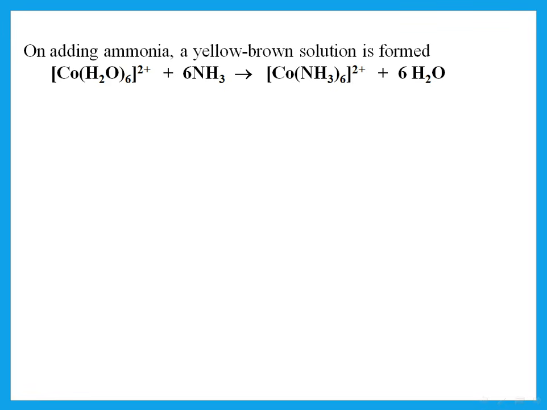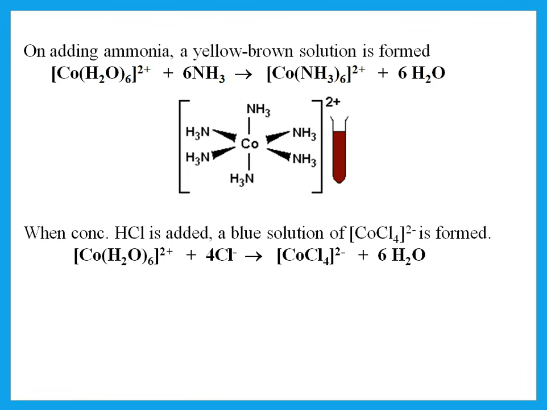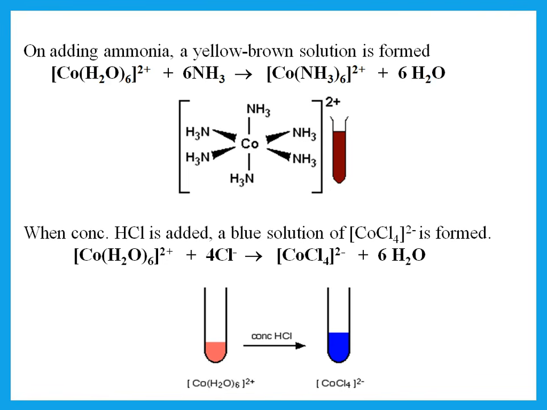Now, when we add ammonia, then we're exchanging the water with ammonia. This forms a yellowish brown solution. So the cobalt with 6 ammonia around it is a yellow brown solution. If you add concentrated HCl, I end up with a blue solution of cobalt chloride 2-. Are we following all of this? This is a complex in which the cobalt has 4 chloride ions, so it has an overall charge of 2-.